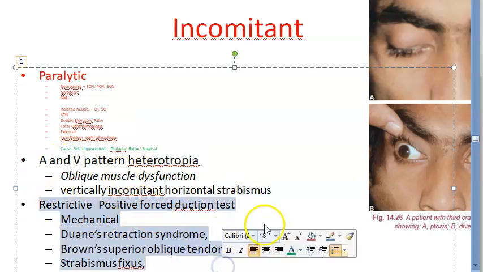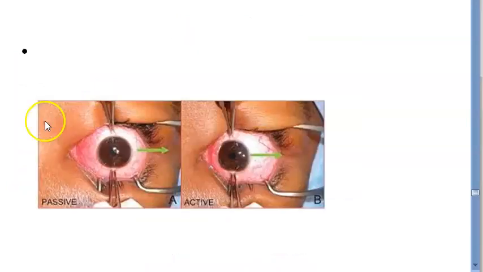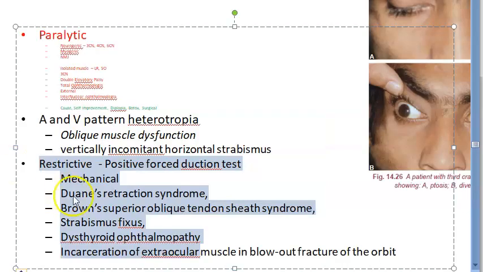Last one is restrictive. Restrictive, what will happen? There will be a positive forced duction test, okay. So we saw that forced duction test. In this, if you cannot move, there is restriction, that means it is positive. If there is restriction, you cannot move, then it is positive. Positive means restricted. So mechanical restriction will be there. There will be small ocular deviation in primary position in proportion to the limitation of movement.